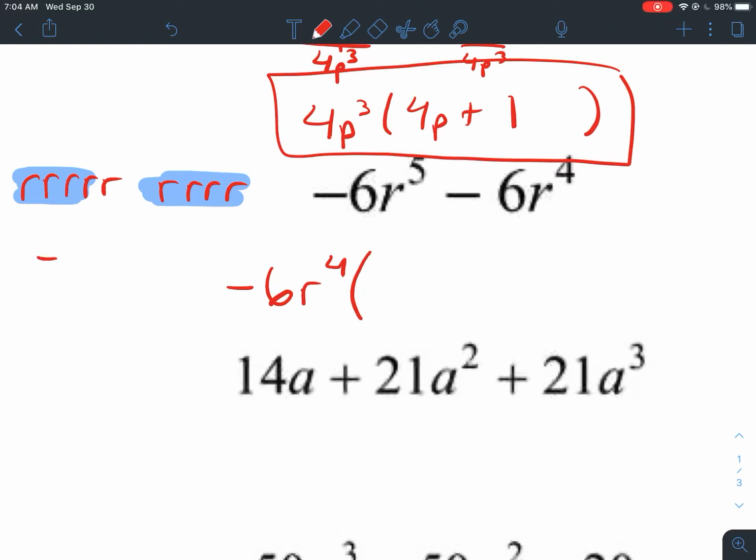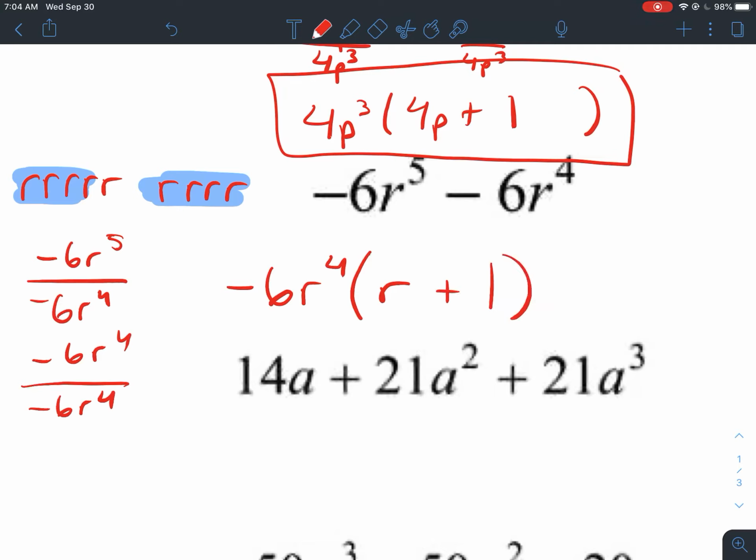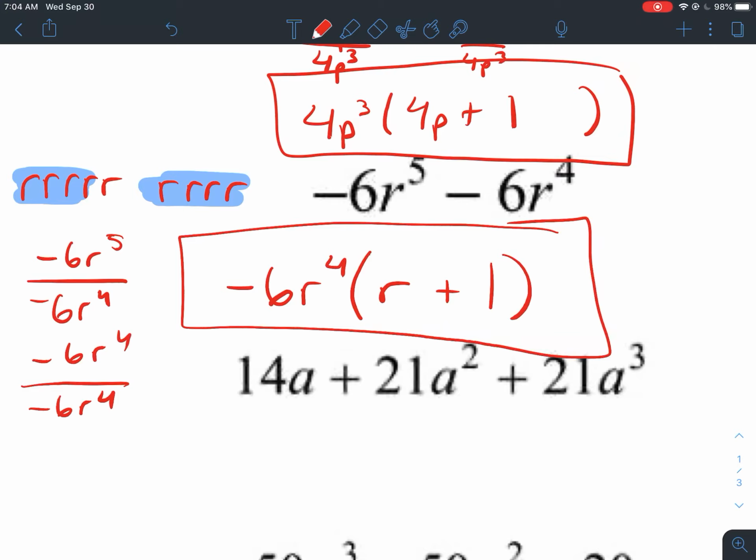So then, when I do negative 6 r to the 5th, divided by negative 6 r to the 4th, I get r. When I do negative 6 r to the 4th, divided by negative 6 r to the 4th, you get a plus 1. So this would be your answer.